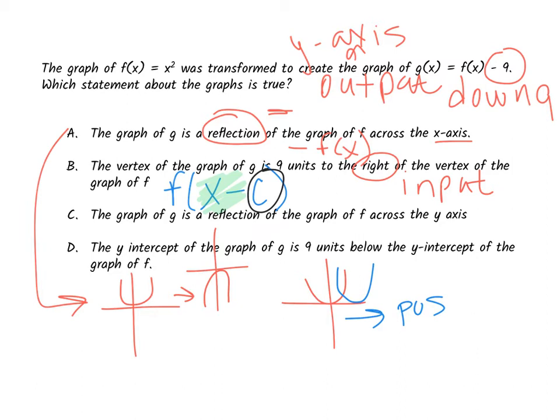All right, letter C, the graph of g is a reflection. Again, I'm looking for a negative sign, but this time we're going across the y-axis.